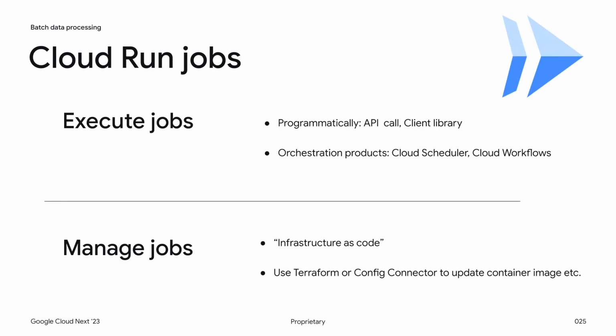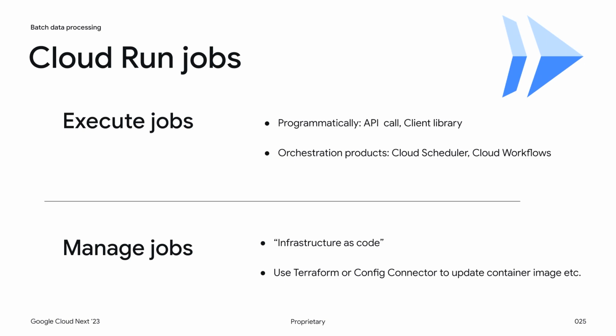And so one thing we did in Cloud Run jobs to facilitate batch pipelines is that we clearly separated management of jobs from running of jobs. So you saw earlier that you create a job and then you run a job. This lets you manage your jobs with an infrastructure as code approach, for example, using Terraform or config connector. That's how you would manage updating the container, for example.